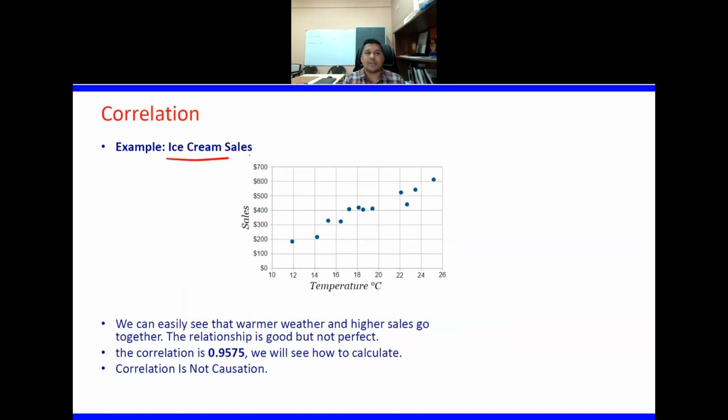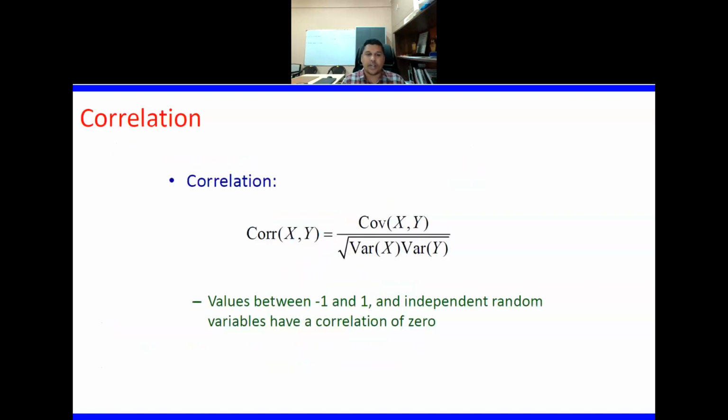See, this is the example I was talking about, ice cream sales. As the temperature increases, ice cream sales are also increasing, right? So we can easily see that the warmer the weather, the higher the sales. The relationship is good but not perfect. The correlation is 0.9575. How do we calculate this? How do we get this?